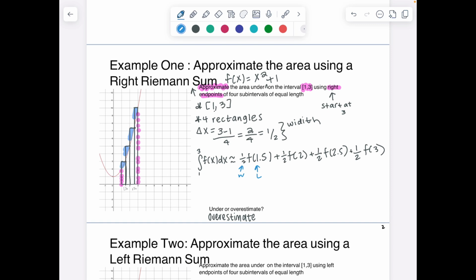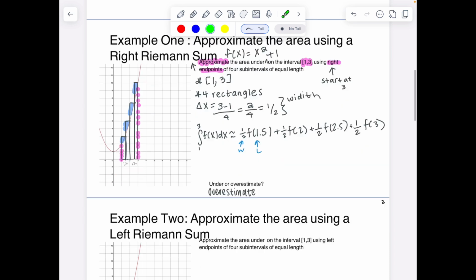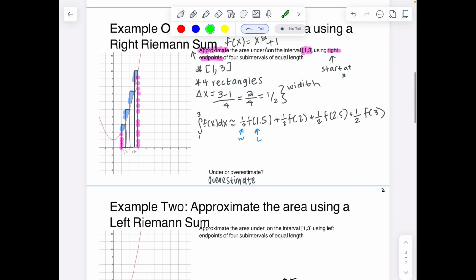And because it's a right Riemann sum, when I'm done, I should see the last endpoint listed. So I see 3 listed, and notice I don't see 1 listed, and that's because I used a right Riemann sum. But if I use the left Riemann sum, which is what we're going to do in a second, and we're going to do the exact same problem, I would use the left endpoint.